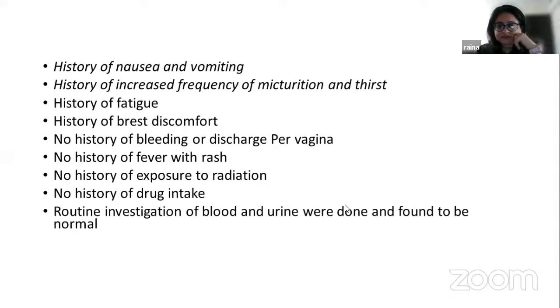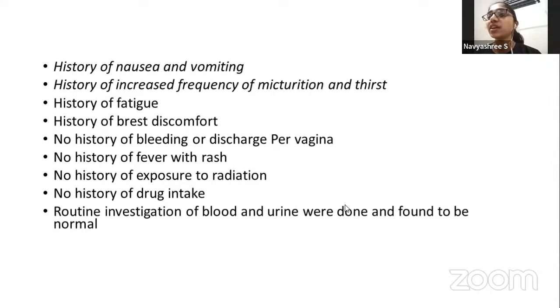Routine investigations? Total leukocyte count. Okay, that is part of CBC. Other than that? Urine analysis includes urine routine microscopy. Okay, what else? Basically, in first trimester, only these. Are you sure? Anything else? Nothing else is done?